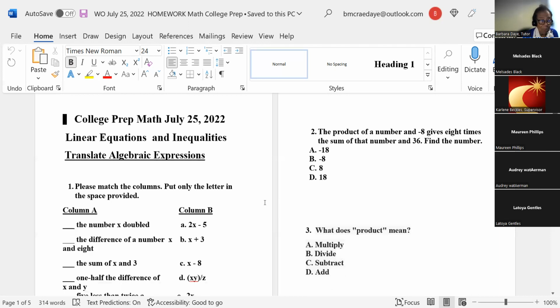Latoya made 100 on the homework. Wow, she had everything correct. Congratulations. Congrats. Great.